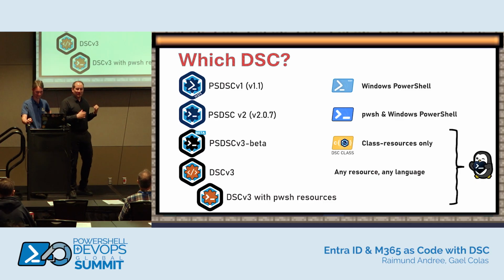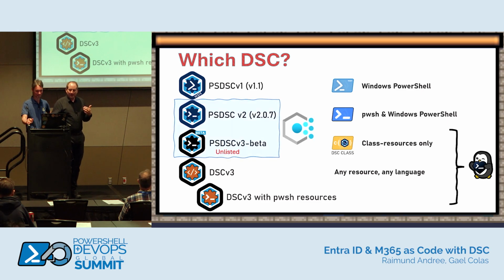So the idea is some of those things are Linux friendly. It's meant to be running on Linux. And then the problem with the PSDSC v3 beta that you need to do that on Linux, which is still required if you want to do Linux configuration with, what's the name again? Machine configuration. The problem is this one is unlisted, so you won't find it, but it's still there.